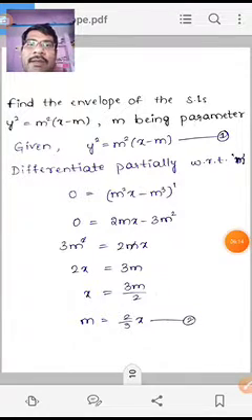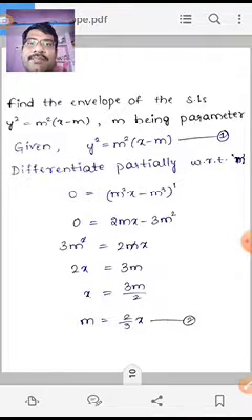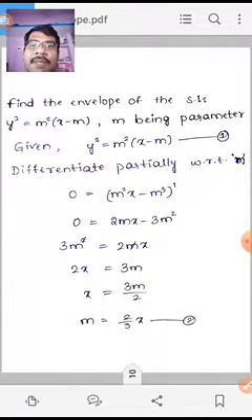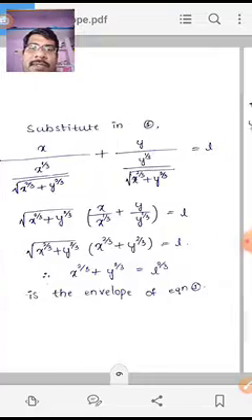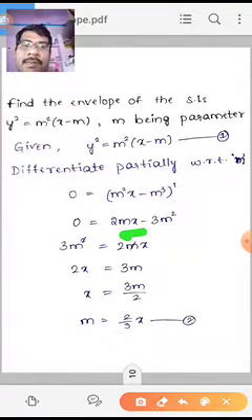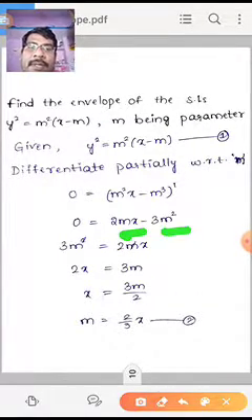Find the envelope of the straight line y square is equal to m square times of x minus m, m being a parameter. Given equation is y square is equal to m square times of x minus m. Here m is the parameter, we have to differentiate partially with respect to m, that is 0 is equal to m square x minus m cube whole to the power of 1, that is the derivative. Here m square derivative is 2mx, m cube derivative is 3m square.